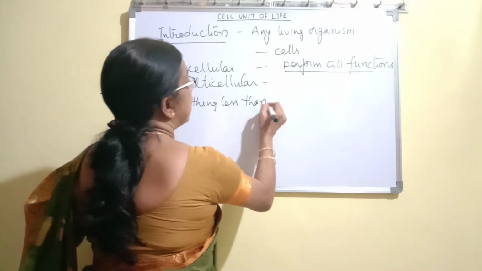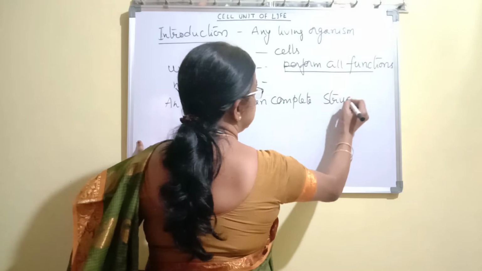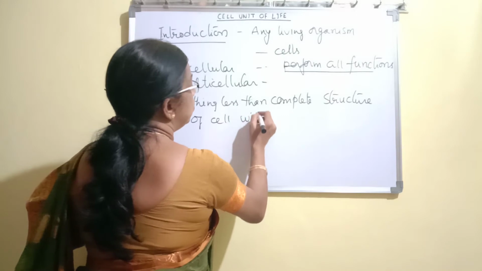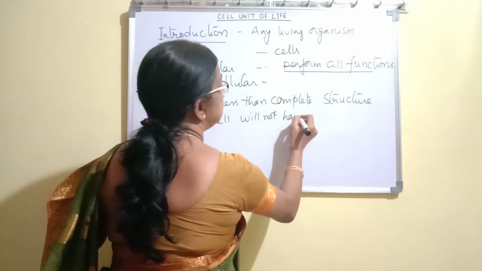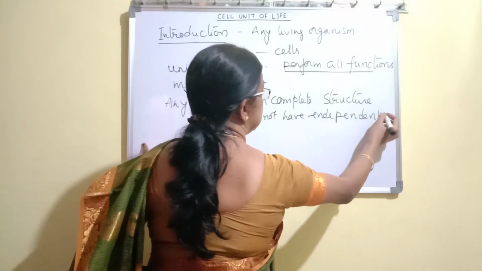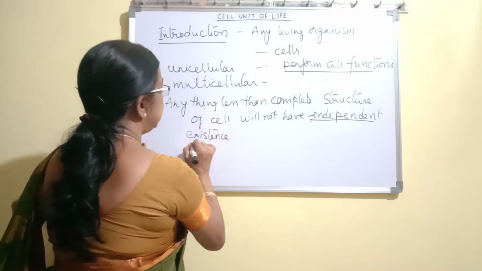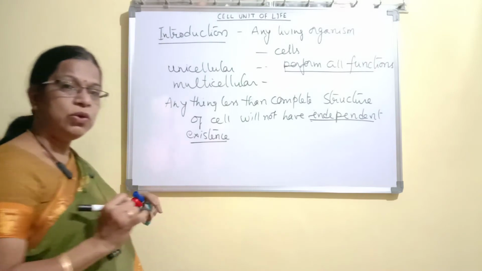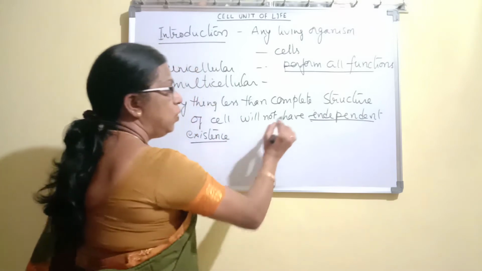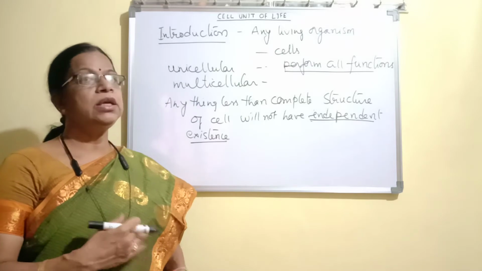Anything less than complete structure of cell will not have independent existence. This particular statement is given in the textbook. You have to study and underline. Anything less than complete structure of cell will not have independent existence. That means if the cell structure is not complete, then it cannot live independently.